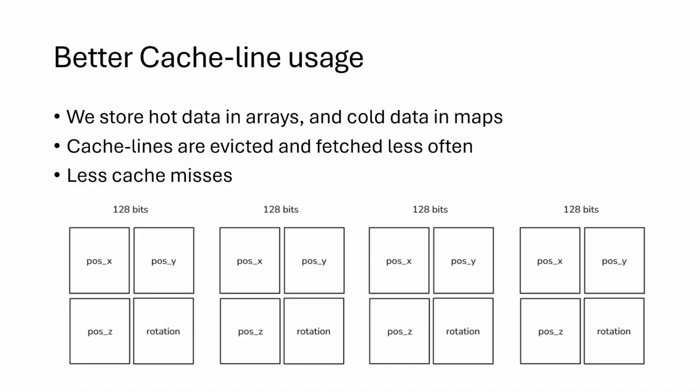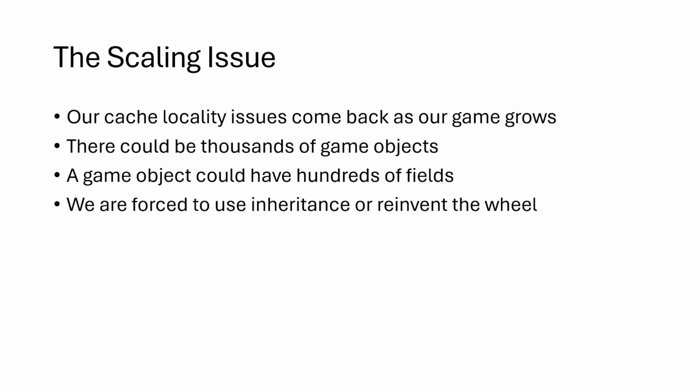And then we can also store the cold data in something like a hash map, which allows us to have basically instant access to it through a lookup. And we can kind of separate the way we think about hot data and cold data, which leads to writing better software. Now this still has a scaling issue.